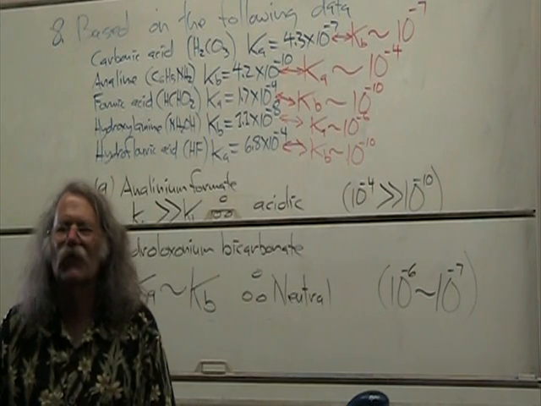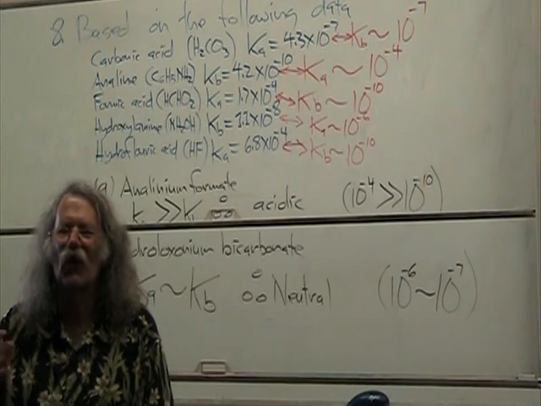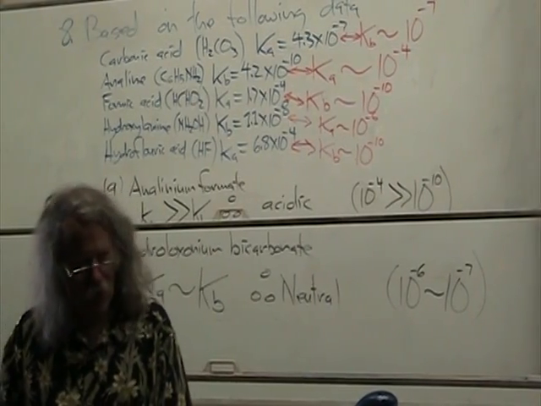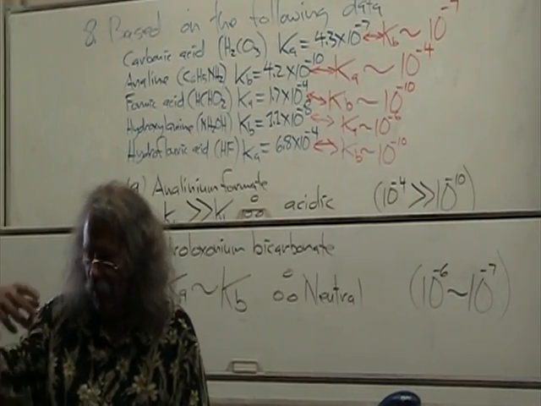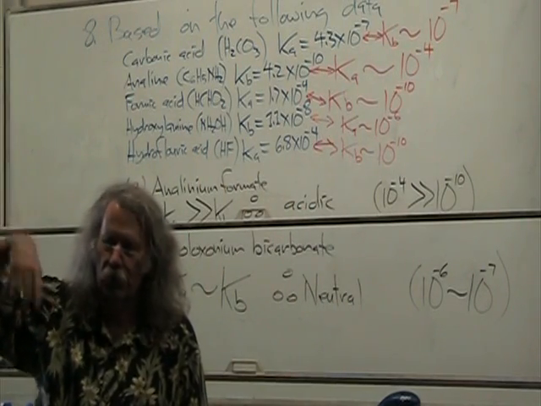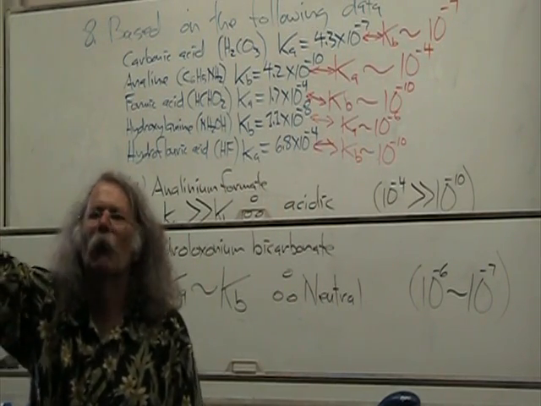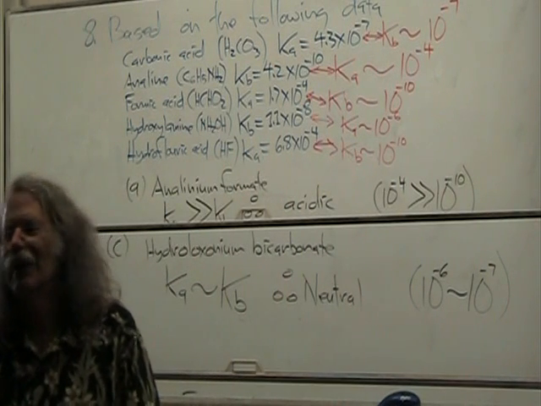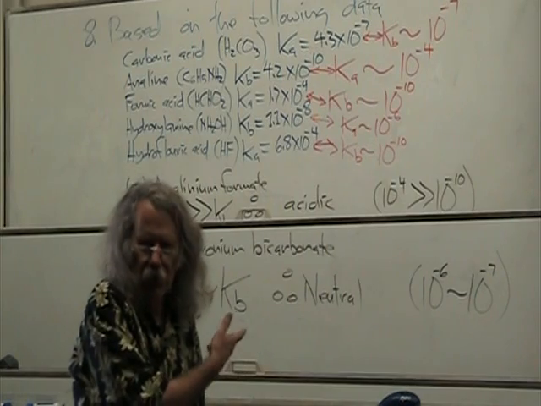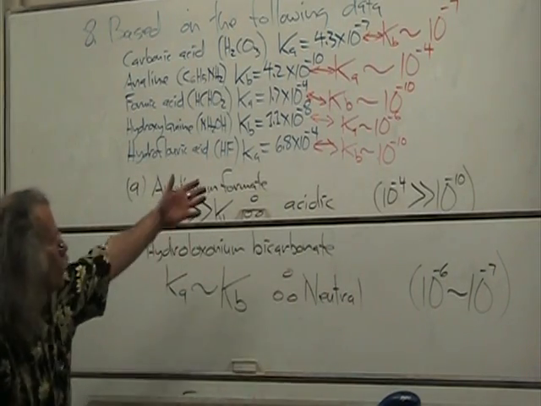And when I try to say it in words, it really starts to sound weird. You take the K's for the conjugates, and if the division of the K's is greater than 100, then that one predominates. It doesn't work well in words. It works much better in practice when you look at these numbers, because this is pretty straightforward.